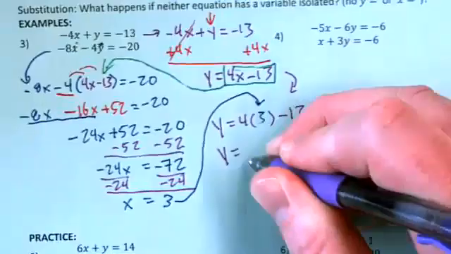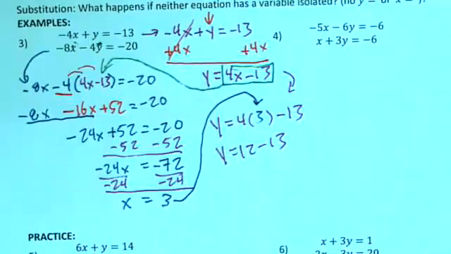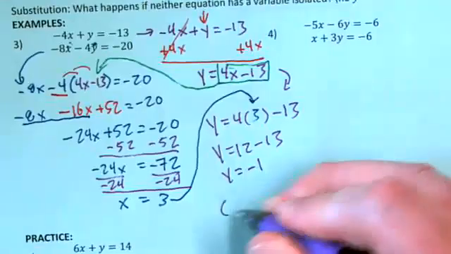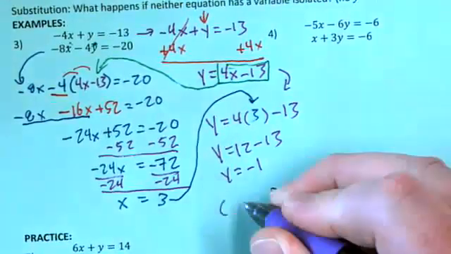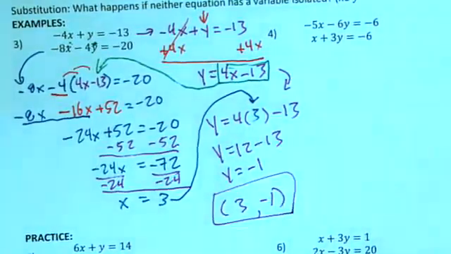Y equals 4 times 3 is 12. And 12 minus 13 is -1. So final answer: x comes first, then y. We are done. So this is substitution, but it's got that extra step.